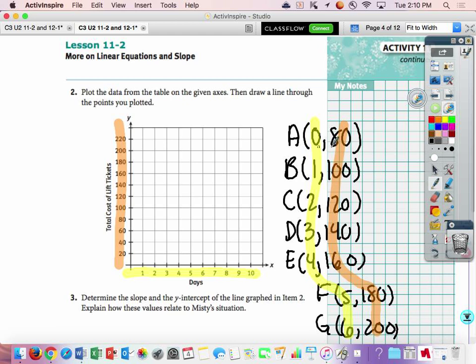My first one I'm going to graph is 0, 80. So I'm going to go to 0 in yellow, and I'm going to go up to 80. Put a dot. A. There we go. B is 1, so I'm going to go to 1 in my yellow, up to 100. That's going to be B.